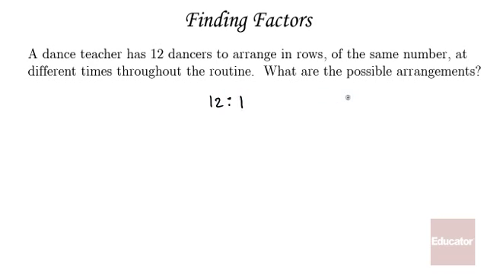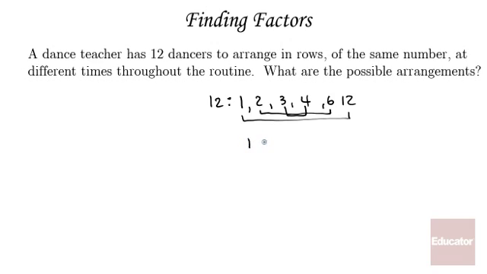So for example, 1 times 12 will give me 12. Next, 2 times 6 will give me 12. 3 times 4 will give me 12. And here I see that the factors have all met. 5 and then 6. So this way I know that I've caught all the factors. So what are possible arrangements?